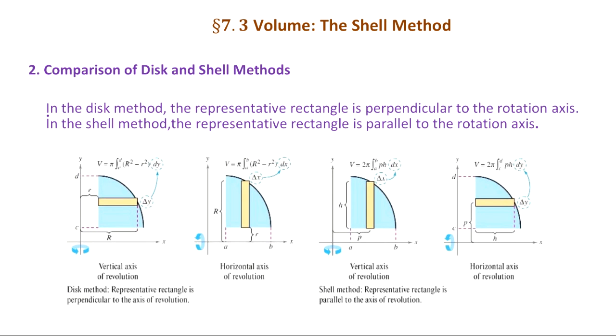But in the shell method, the representative rectangle is parallel to the rotation axis, as we already said. So that's the difference.